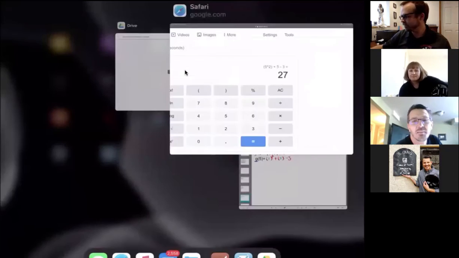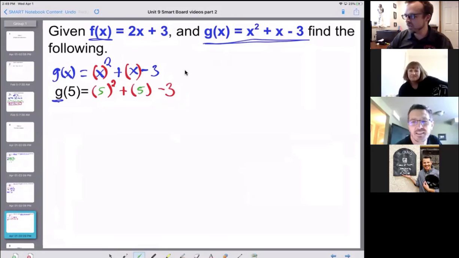Magic. So I'm sorry, Mr. Craig, what should I write here? Over here on the left? I'm in a relationship, so I'm going to write g of 5 equals 27. Oh, yeah, that's 27. She sure is pretty.